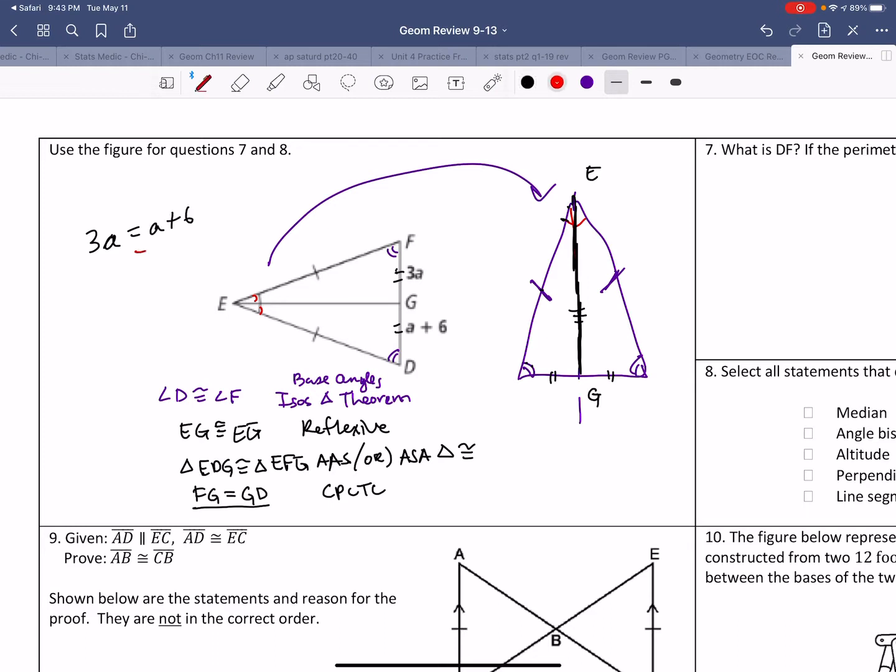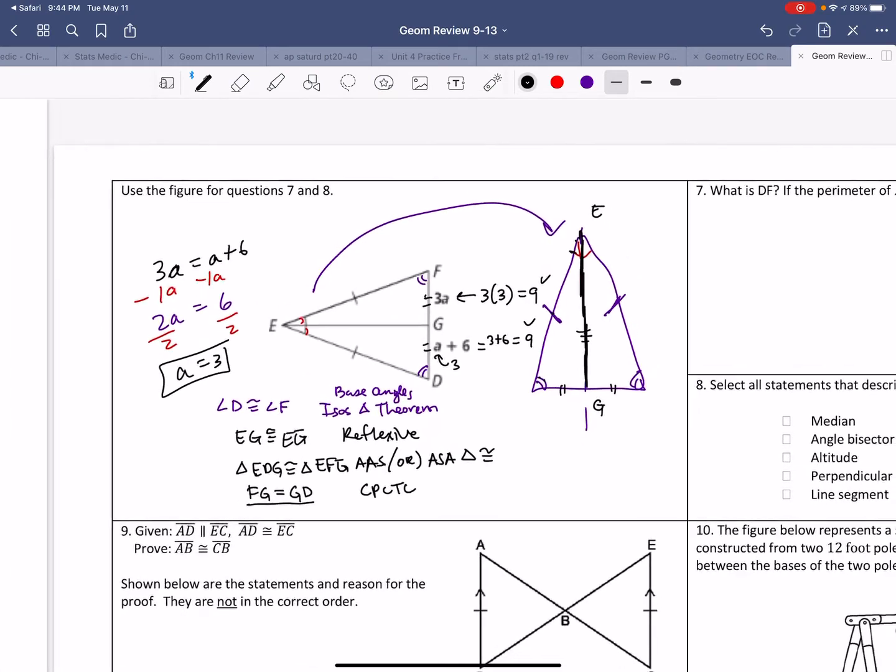So doing a little bit of magic, I'm subtracting 1A from both sides. That gives me 2A, and I still have 6 on the right. When I divide by 2 on both sides, we get 3. We can plug this in and check our work. 3 times 3 is 9. If A is 3, 3 plus 6 is also 9. That is equal to one another.